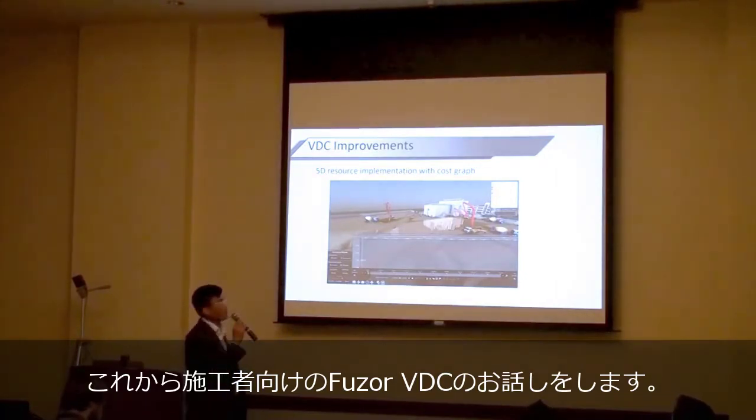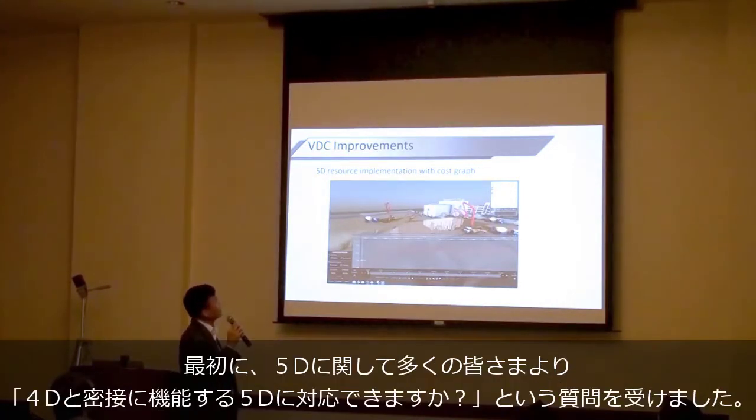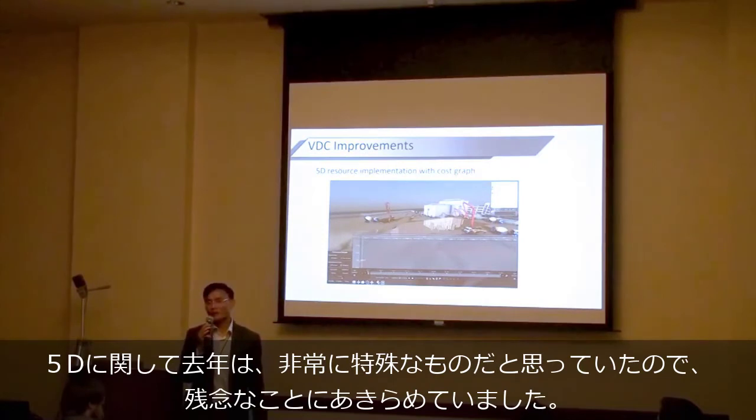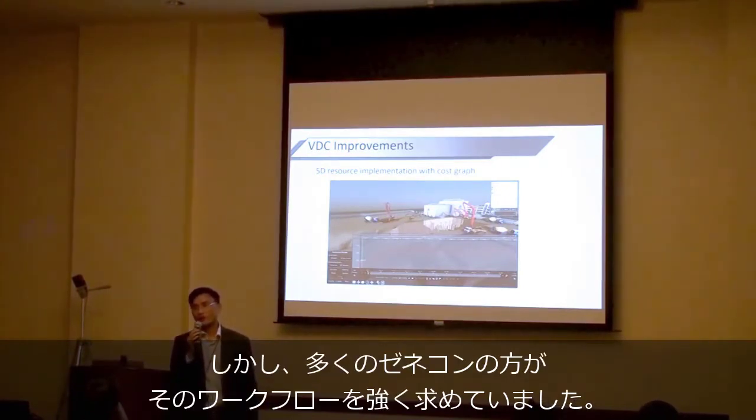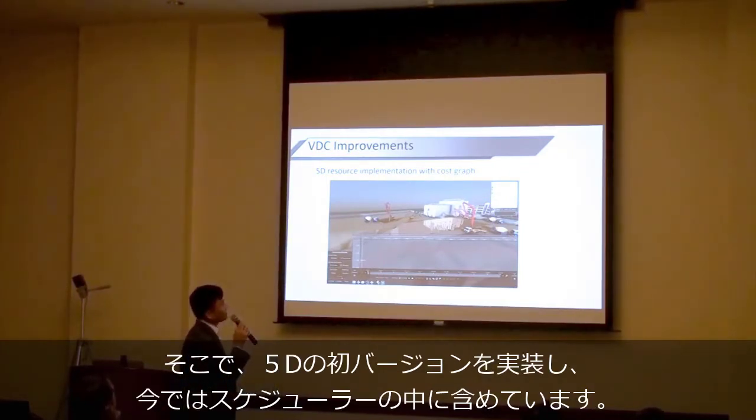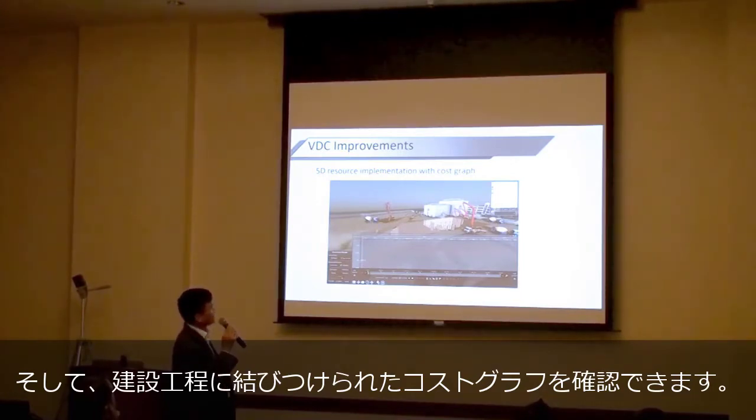So here is the VDC for the construction phase. The first one we did is that a lot of people asked whether we could have 5D because it works intimately with 4D. I thought about it and rejected it last year, which is unfortunate, because I thought 5D is a very specialized field. But talking to a lot of GCs, they insist that it's part of their workflow. So we have implemented our first version of 5D, so now beyond the scheduler, you can have the cost graph animated with the construction sequence.